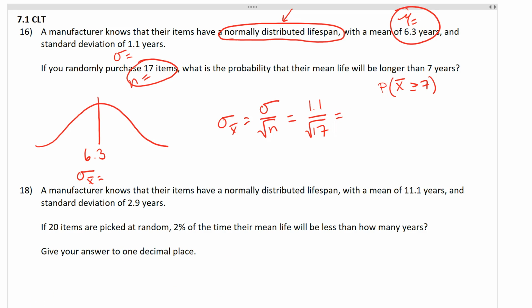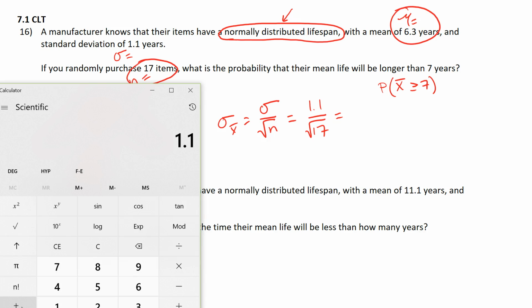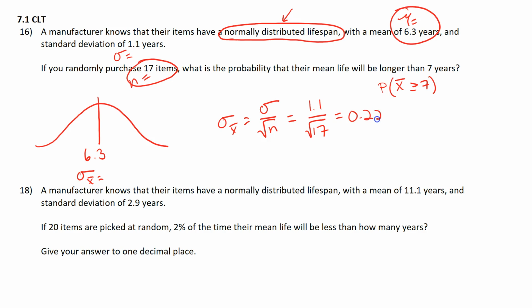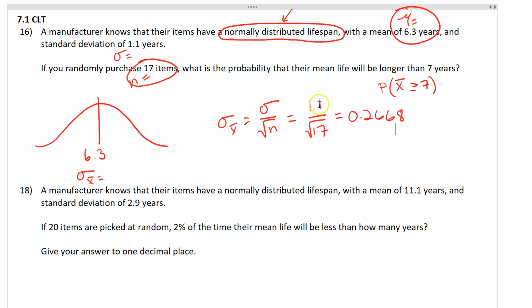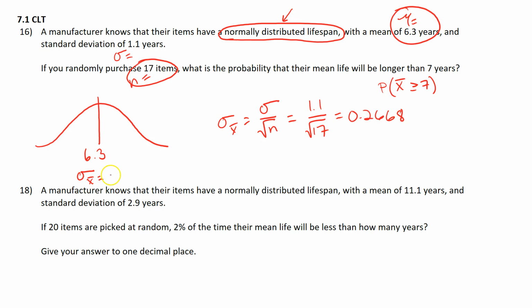And if we do this on a calculator very quickly, we get 1.1 divided by the square root of 17 gives us 0.2668 if we put 4 decimal places. So one thing about when you find these standard deviations, it's actually best if we don't round it at all. If you can type this into your calculator, which StatCrunch allows on a computer but not on an iPad. But if we are rounding, then put a bunch of decimal places, because that rounding could change your probability. And in this case, I want to always put at least 4. So I'll put 0.2668.